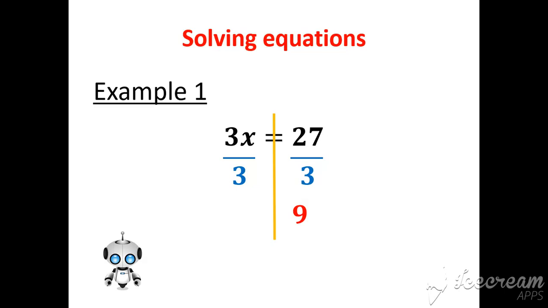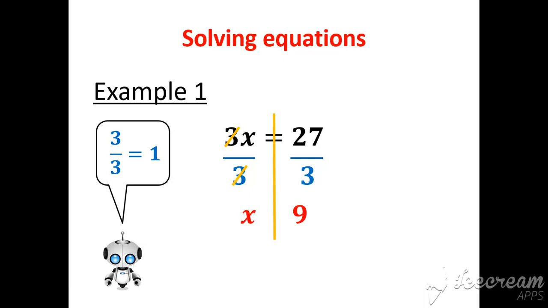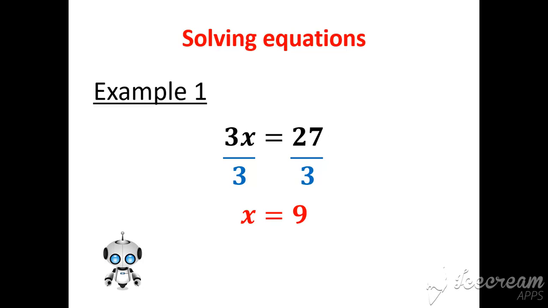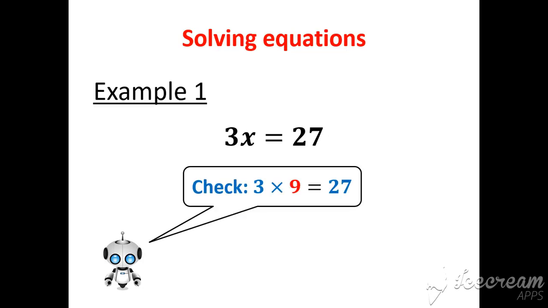On the left-hand side, a 3 and a divide by 3 cancel to 1. Any number divided by itself is 1. So 3 divided by 3 cancels to 1, and it kind of disappears because we don't need to put a 1 in there. So all we're left with is 1x, or just x. And we've solved it and worked out that x is equal to the number 9. Quick check to make sure it works: 3 times 9 is 27. We know we're confident with our solution.